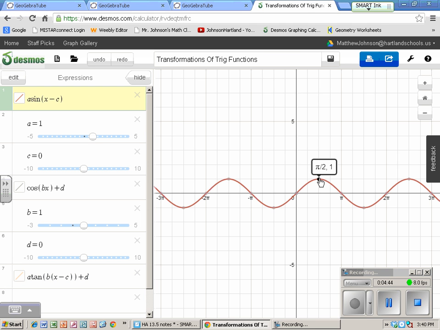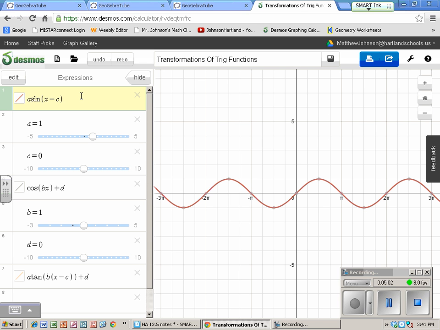Here's the maximum. It happens at an angle of pi over 2. The y value is 1. Here's a minimum. The y value is -1. All right, so we have these max and mins. The distance between the max and min is 2. Half of that, we got an amplitude of 1. Let me get rid of these points here.